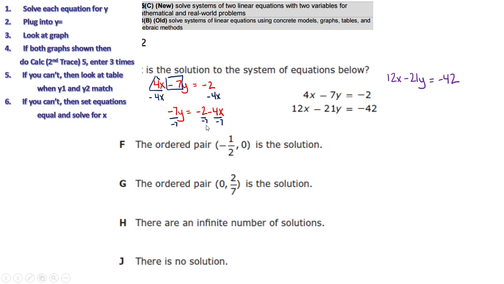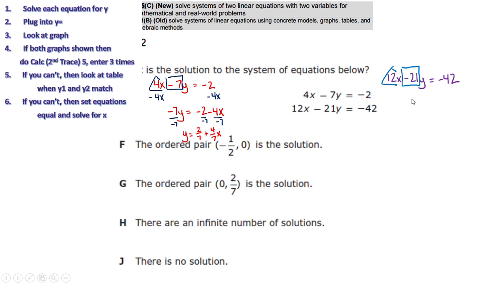Now, if you were to type this in, negative 2 divided by negative 7, it will turn it into positive 2 over 7, because it would be a crazy decimal, and we turn crazy decimals into fractions by hitting math enter. And then negative 4 divided by negative 7 turns it into positive 4 over 7, bring down your x. So here's your first equation.